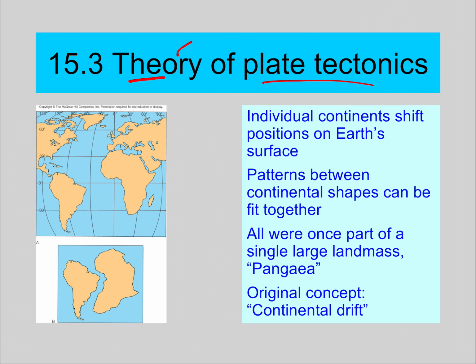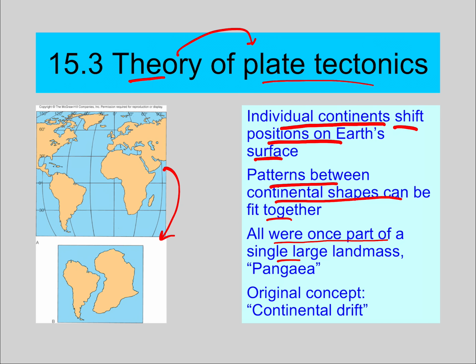So what is the theory of plate tectonics? It is a theory because we don't truly know, but we're basing it on a lot of geologic and biological evidence. So the theory of plate tectonics is that each individual continent will shift positions on Earth's surface. The patterns between the continental shapes can be fit together. All of these at one point were part of a single large landmass called Pangaea.